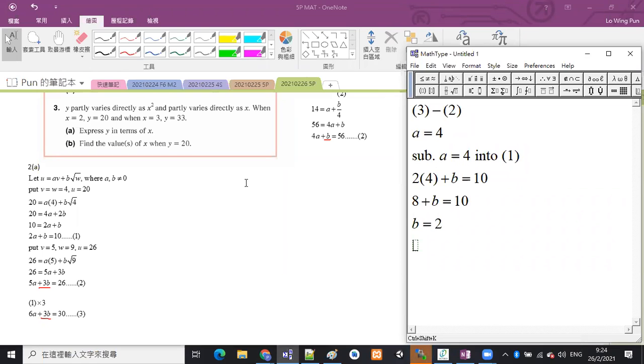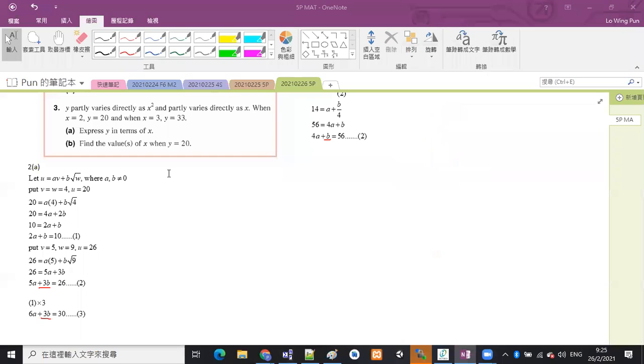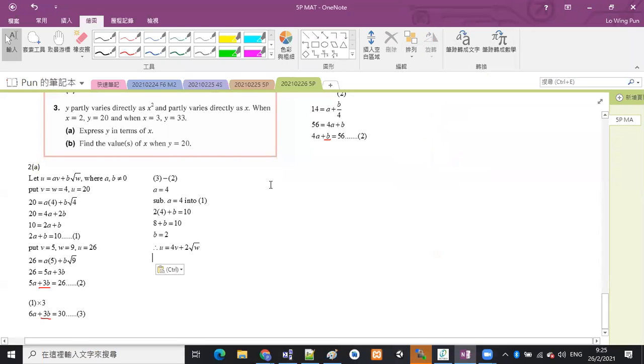And then we just write down the complete information of the equation. u is equal to a, that's 4v, plus b, that is 2 root w. That is the answer of part A.